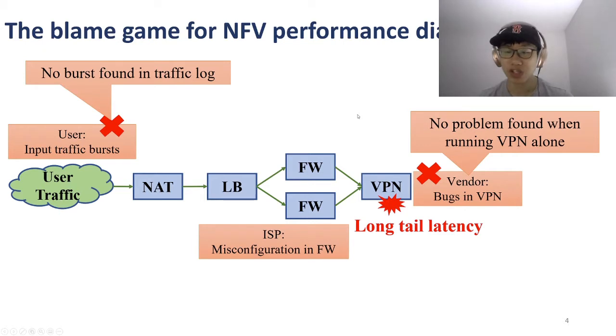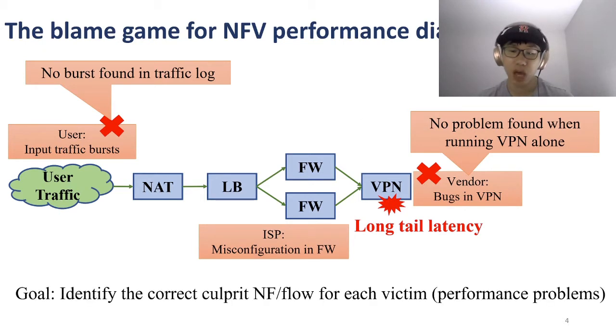In reality, things could be much more complex. When problems happen, there are always such blame games among operators, vendors, and users, and our goal is to identify the correct culprit network function and culprit flow for each victim performance problem.